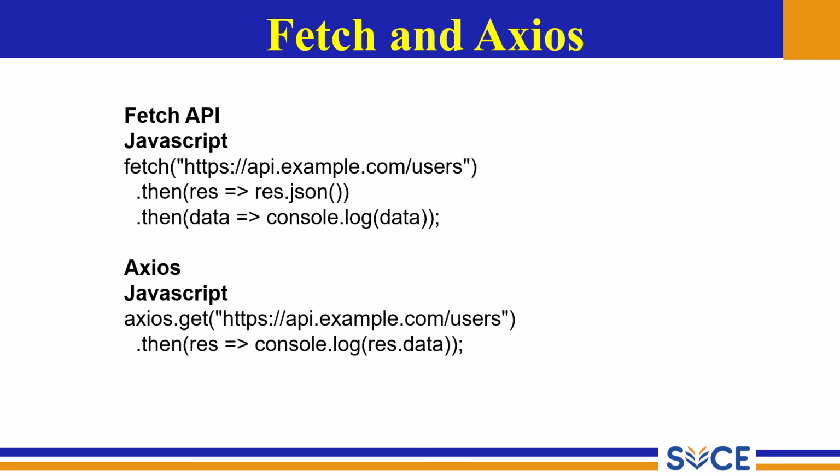So the advantages of using Axios: it has simpler syntax, automatic JSON conversion, better error handling, request cancellation, timeout support. Both perform the same task, sending HTTP requests, but Axios offers more convenience for large applications.